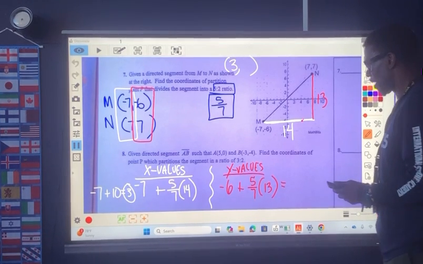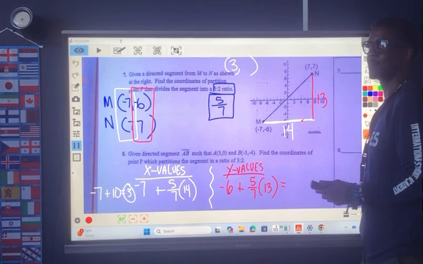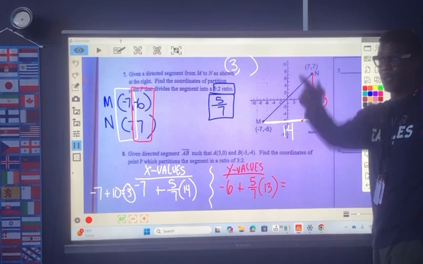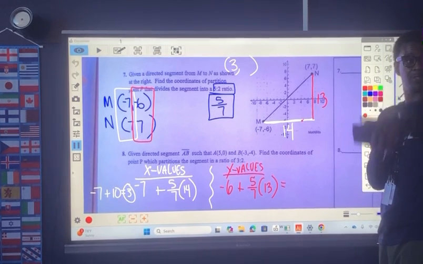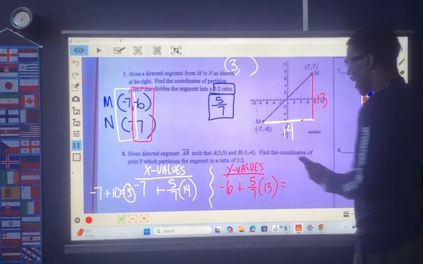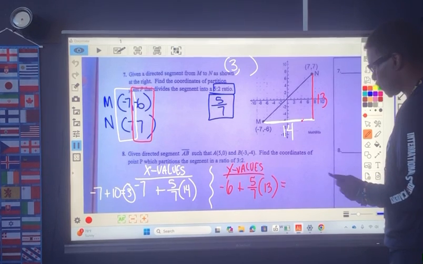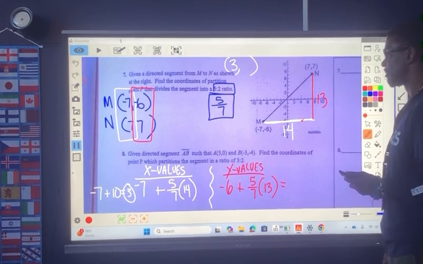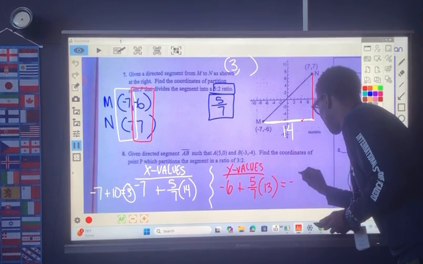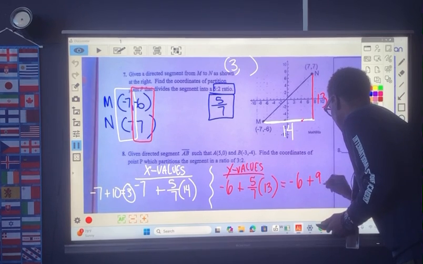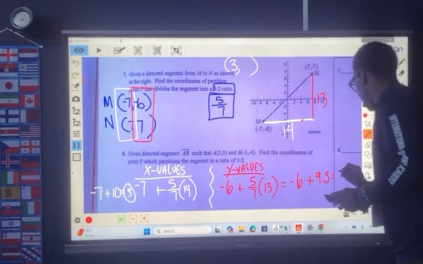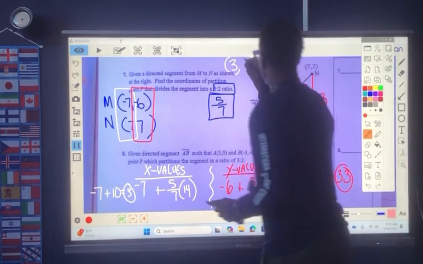It's 9 point something. 9 point what? Y'all got calculators? In the blue bin if you need one, just say something. What's 5/7 of 13? 9.28. What are we going to round that to? 9.3. So this is -6 plus positive 9.3. What's my answer? 3.3. Nice.